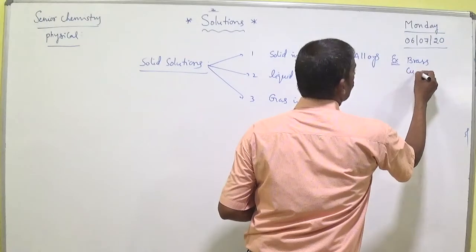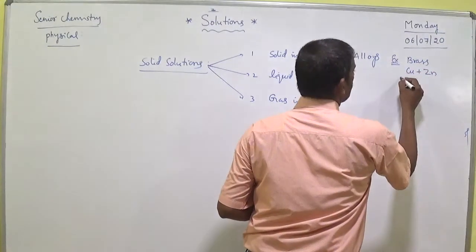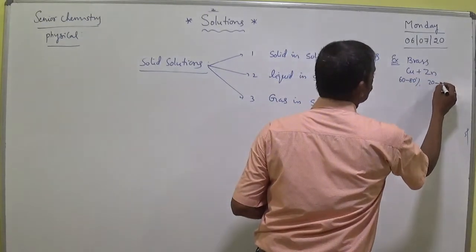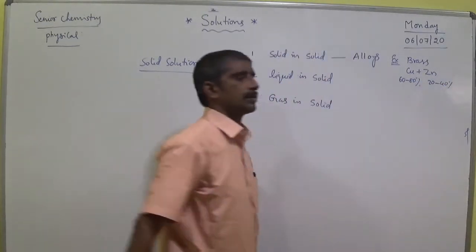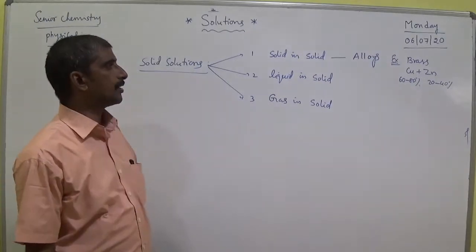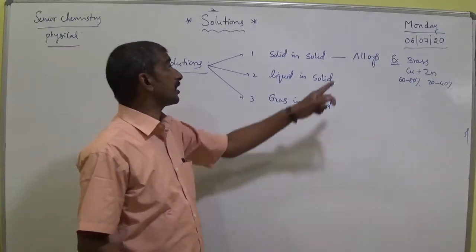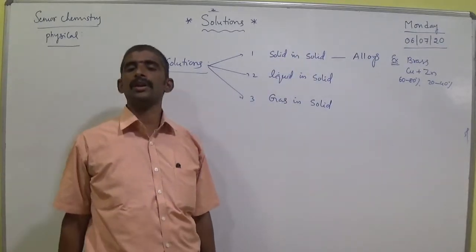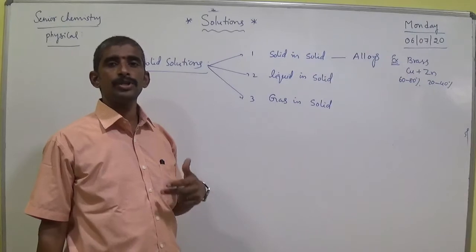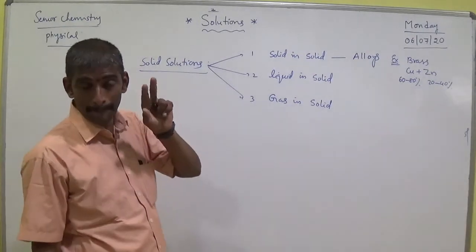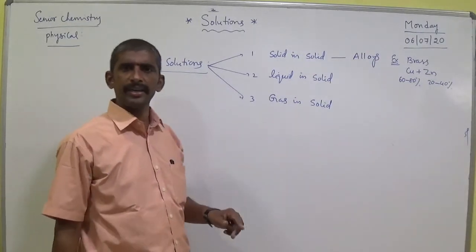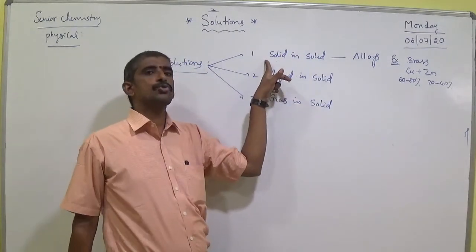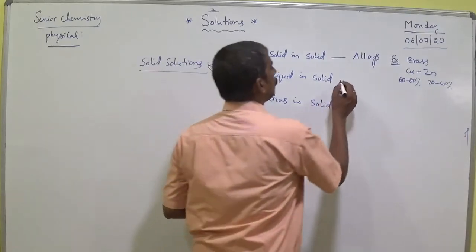It is a mixture of copper and zinc, nearly copper 60 to 80%, zinc 20 to 40%. Brass is a mixture of copper and zinc. Alloys are which type of solutions? Solid in solid type solutions. An alloy is a homogeneous mixture of two or more metals, compulsorily metals. Alloys belong to which type of solution? Solid in solid. Next, liquid in solid.